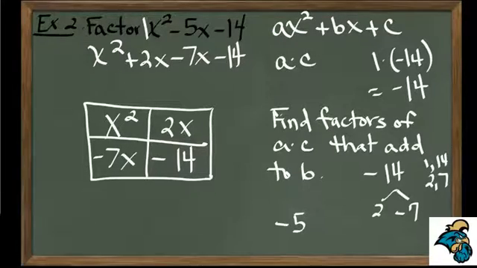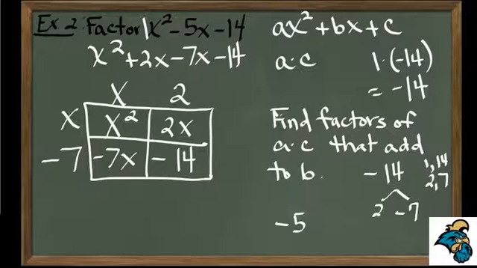Next, you're going to pull out a greatest common factor out of each column and each row. So I'm going to start with this first column here, x squared and negative 7x. The greatest common factor here is an x. The next column, 2x and negative 14. The greatest common factor is a 2. Now looking at the rows, x squared and 2x, my greatest common factor is an x. And then here, negative 7x and negative 14, I have to remember that if I have 2 negatives, I have got to factor out a negative. Okay? So negative 7x and negative 14, the greatest common factor is actually a negative 7.